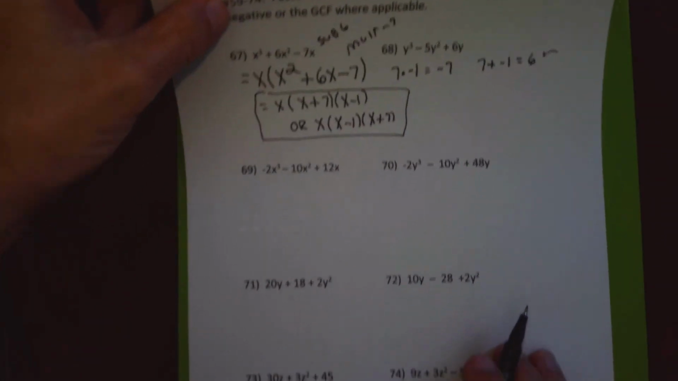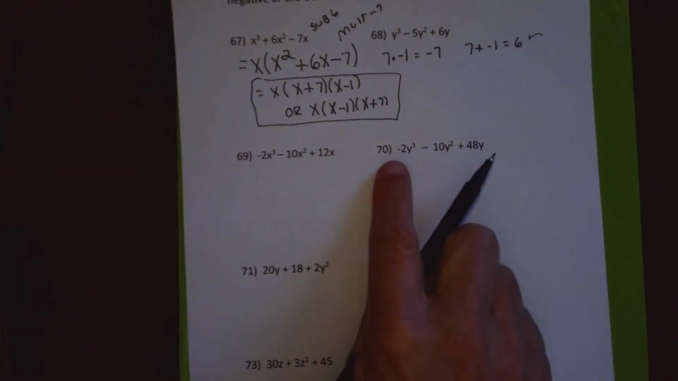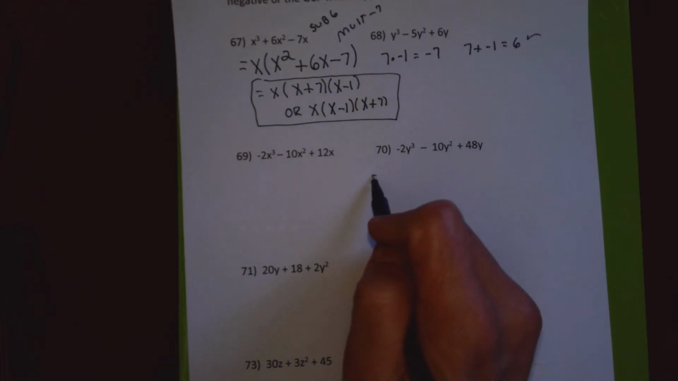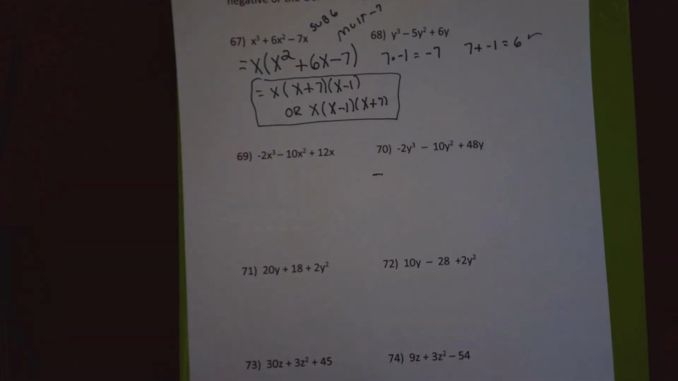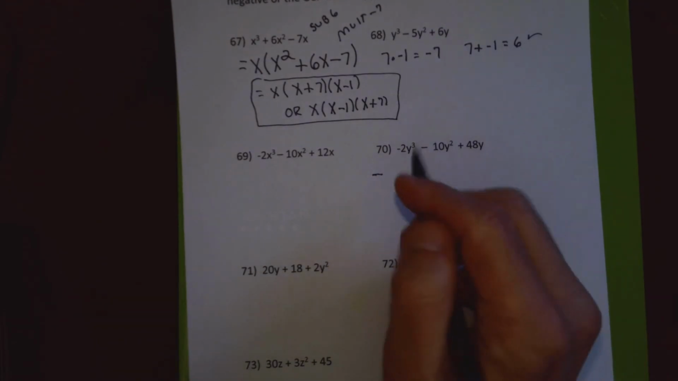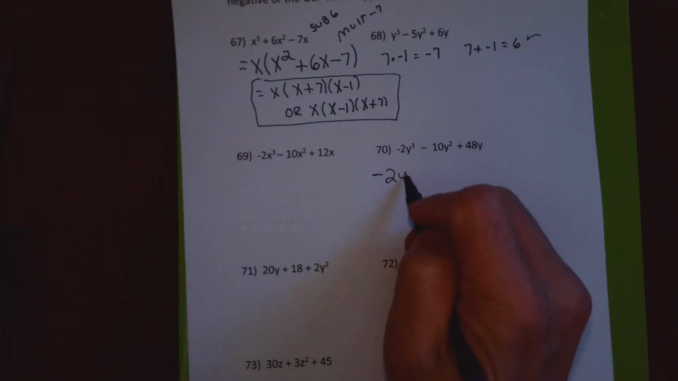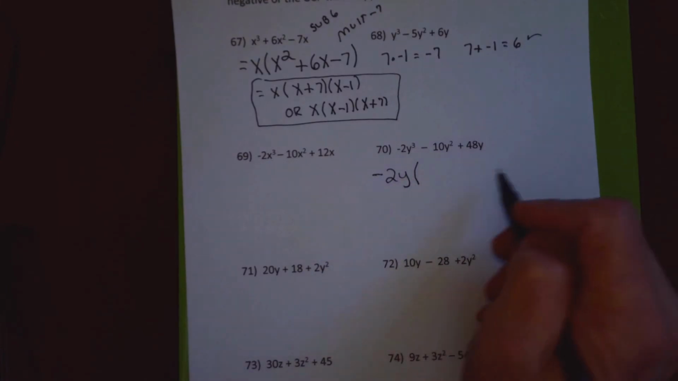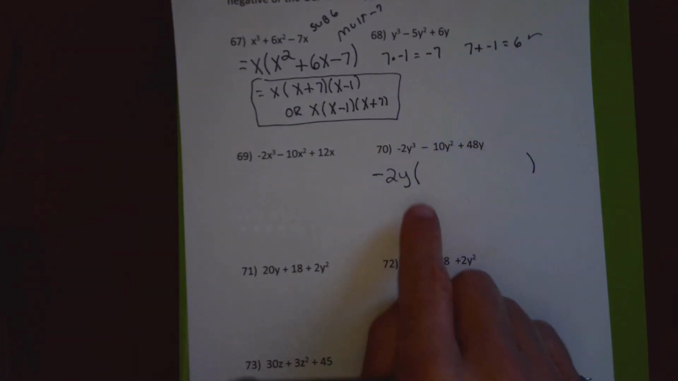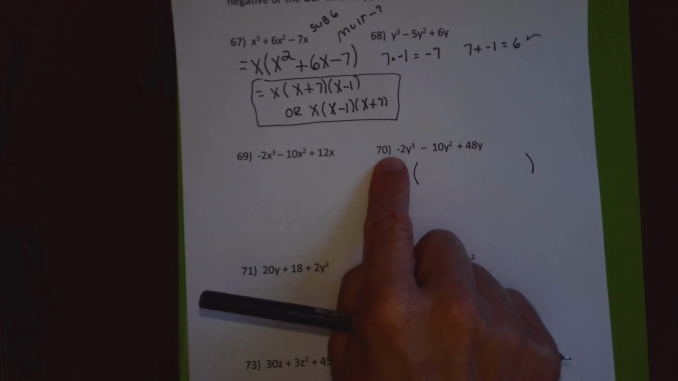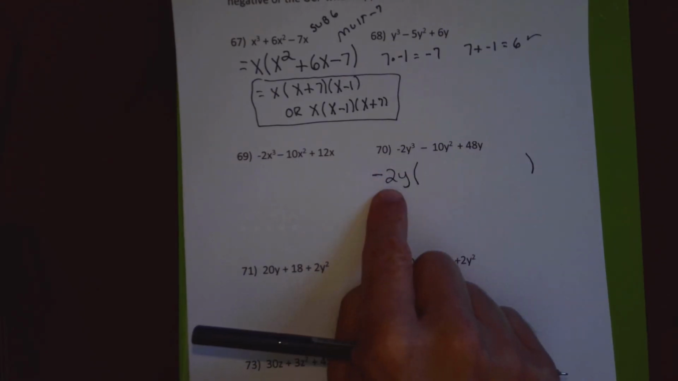For 69 and 70, I have to factor out a negative because the first term is negative. I'm going to do 70. Each number is divisible by 2. I'll factor out a 2. Each term has a y. The smallest exponent is y to the first. So I'm going to factor out a negative 2y. I'm going to change the negative sign to positive, divide the 2 by 2 and get 1.